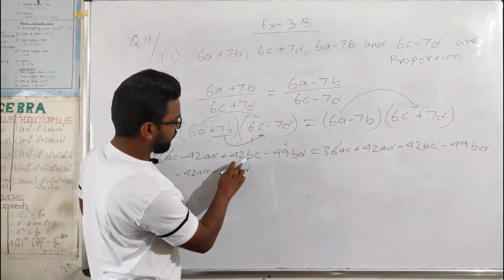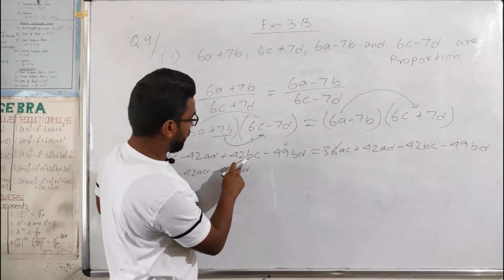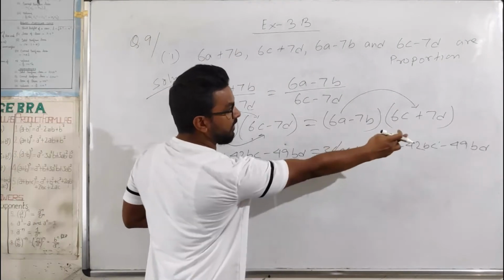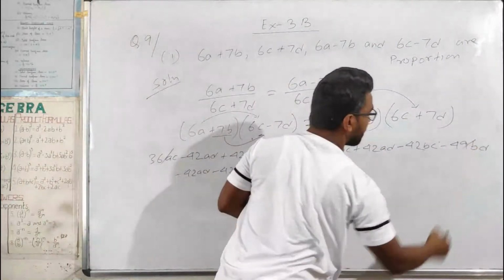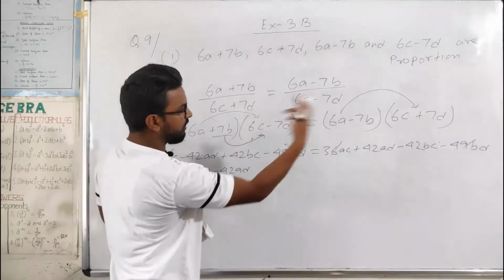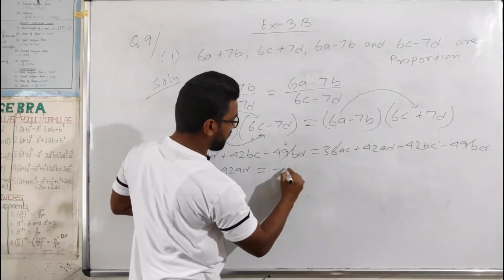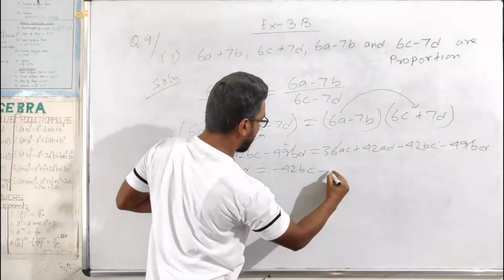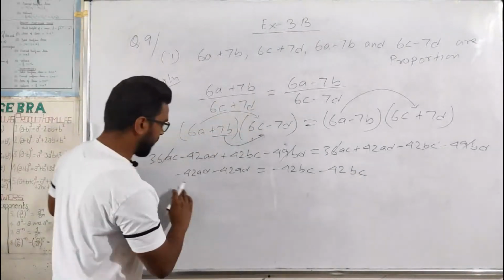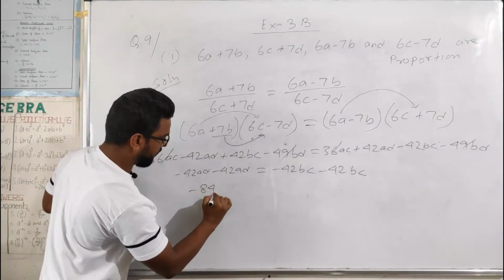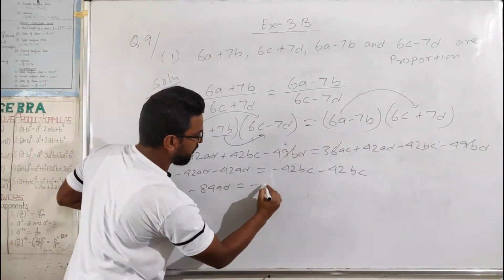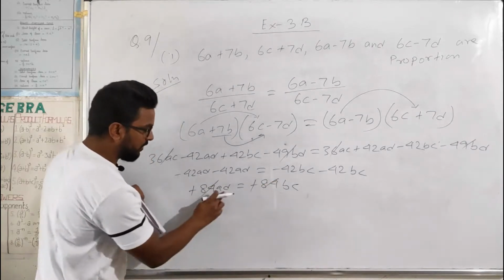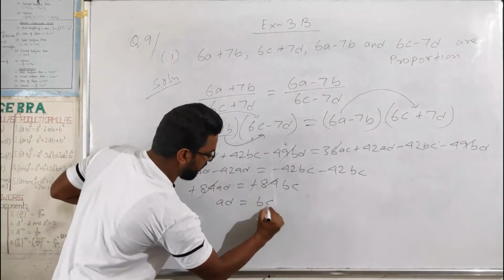Next 42 BC. 42 BC, here minus 42 BC. Here minus 49 BD, minus 49 BD. You can cancel this one also. Now try to take this one to the right hand side. Is equals to, here minus 42 BC. Take this plus 42 BC to the right hand side, it will become minus 42 BC. Now this will become minus 84 AD, and this one also will become minus 84 BC. Minus minus cancel, 84 84 also cancel. What will remain? AD equals to BC.